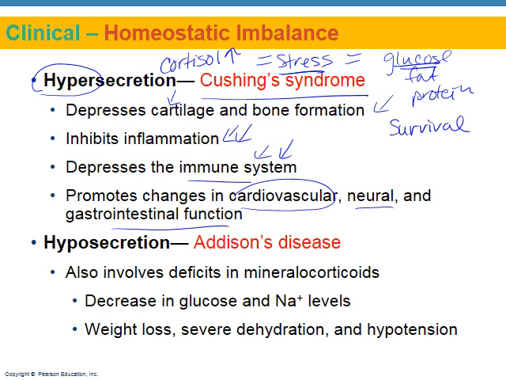So sometimes people that are having immune system issues, they will put them on a steroid, right? You can't be on a steroid long term, but they'll cycle you on and off to try to depress your immune system. What happens if you don't have enough?